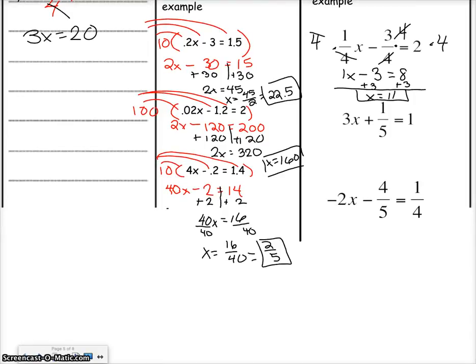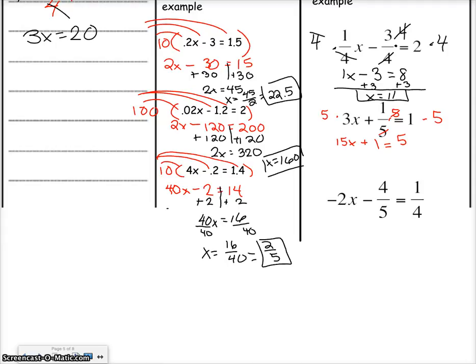What should I multiply through by? 5. Now you got to multiply everything through by 5. So times 5, times 5, times 5. And that gets rid of that 5 on the bottom. So I get 15x plus, what am I left with? 1 equals 5.